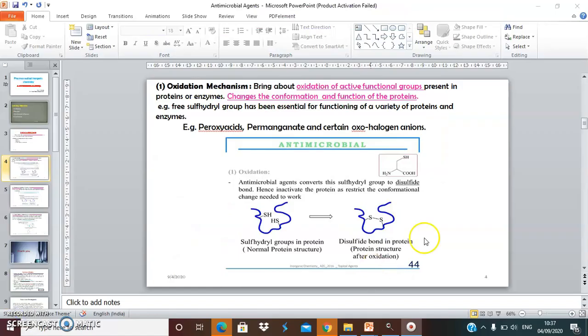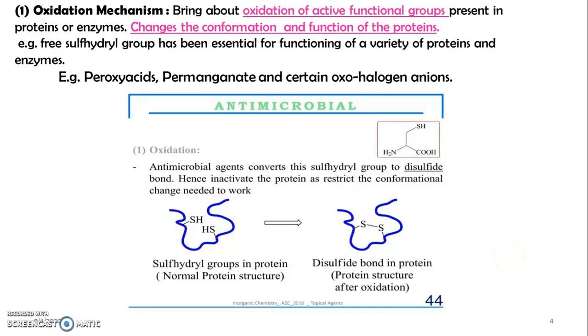So here, the examples of antimicrobial agents which act by the oxidation mechanism are peroxides, permanganates, certain oxohalogen anions.